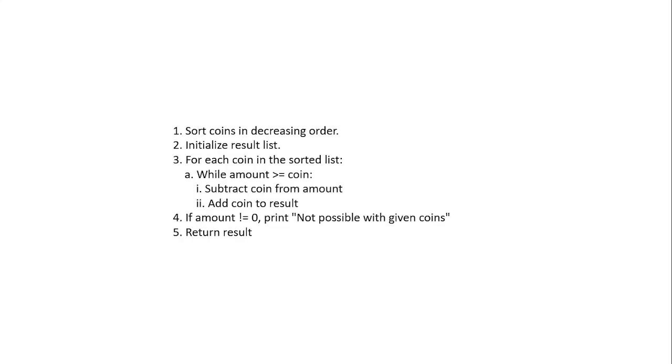So here the algorithm is we first of all sort the coins in decreasing order, and if the amount is found to be greater than the coin, we subtract the coin from the amount and add the coin to the result. Otherwise we will say that it is not possible with the given coins. Let us see one example program for this.